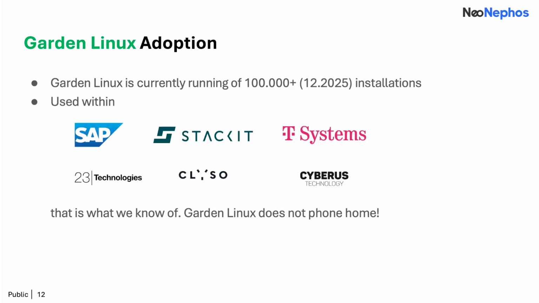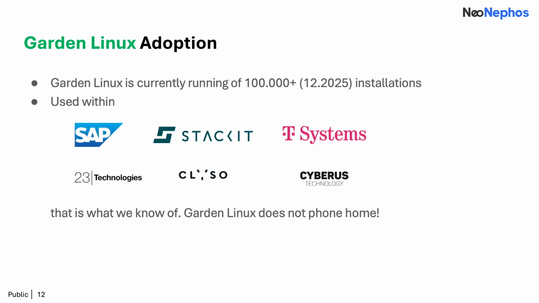Garden Linux adoption: I know that it's running in SCP because that's my job. It runs there with several 100,000 installations. It's running on Stackit. I know they are using Gardener and they are using Garden Linux. I know that there's a significant amount of installations on T-Systems. They are using Garden Linux also with at least five figures. I know that 23 Technologies is using Garden Linux.